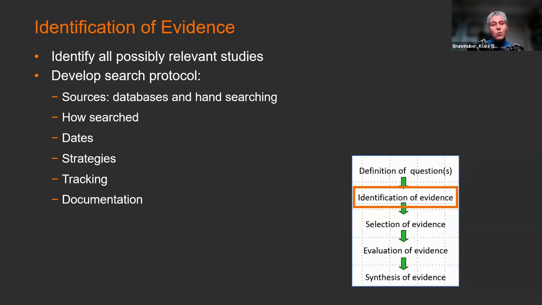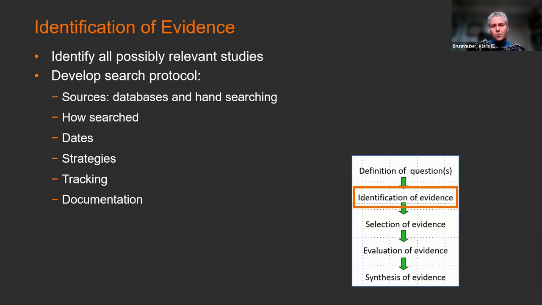The first step, and we've already mentioned that at the beginning, was to develop a protocol where you define from the start your question, but also what databases you will be looking at, whether you will only conduct digital literature searches, or support that by hand searching of the literature. How many years of literature will you be looking at? What strategies, ways of tracking the documentation of it all.